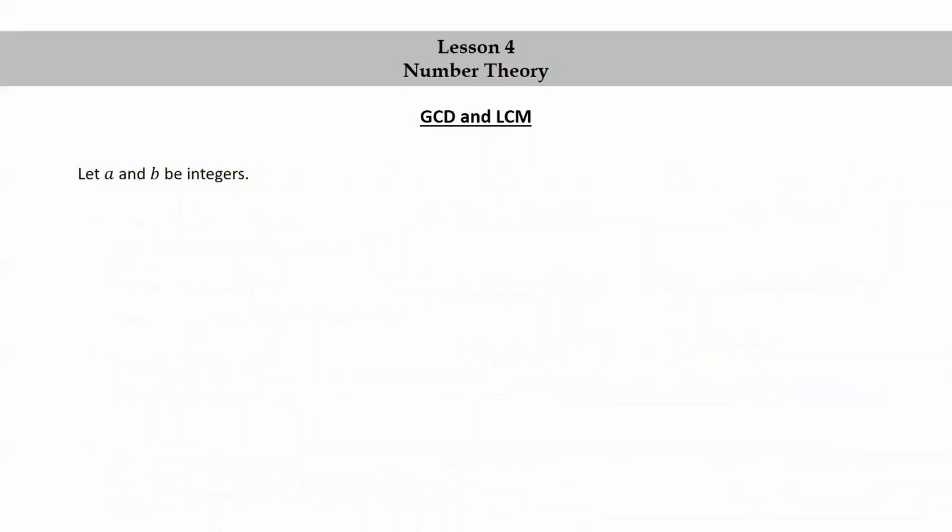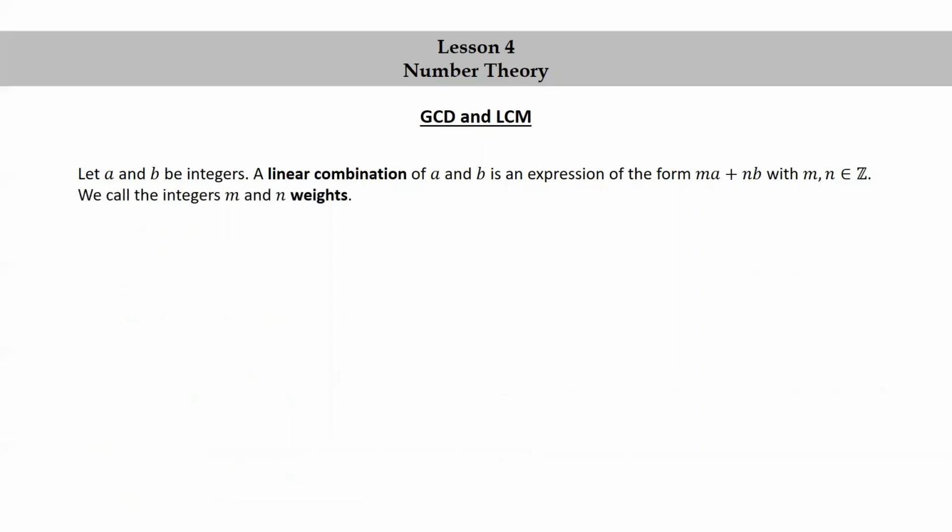Let A and B be integers. A linear combination of A and B is an expression of the form MA plus NB with M and N integers. We call the integers M and N weights.